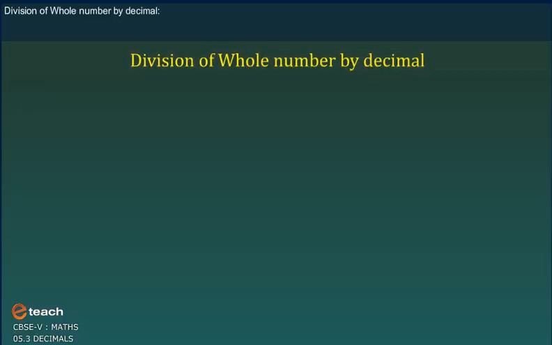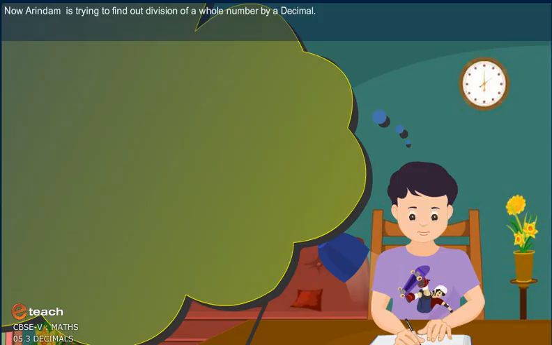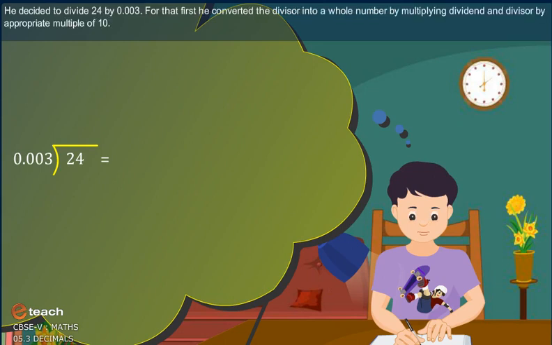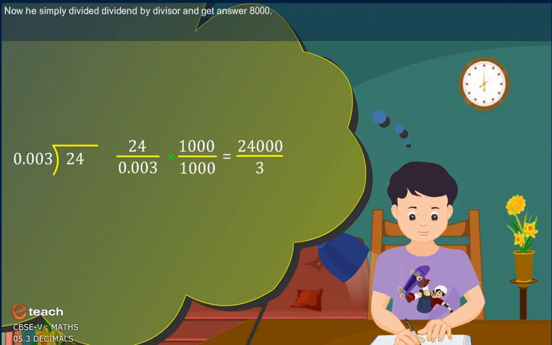Division of whole number by decimal. Now Arindam is trying to find out division of a whole number by a decimal. He decided to divide 24 by 0.003. For that, first he converted the divisor into a whole number by multiplying dividend and divisor by an appropriate multiple of 10. Now he simply divided the dividend by the divisor and got the answer 8,000.